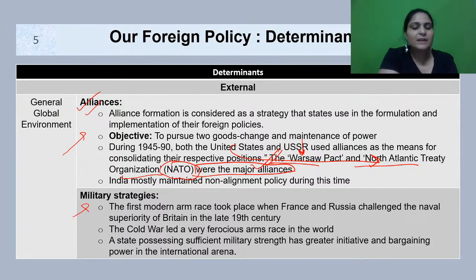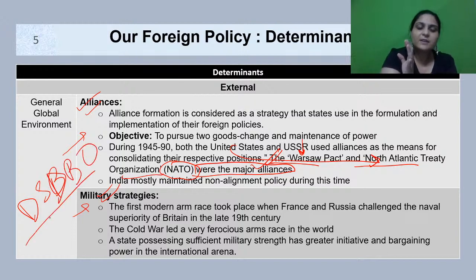Okay. Now, military strategies. Your military strategy, or the other nation's military strategy, determines the kind of foreign policy you're going to have towards them. A very recent case being China's military strategy. They started building up their infrastructure. They built the Xinjiang Tibet Highway. We started building the Darbuk Shyok Daulat Beg Oldie Road, the DSDBO road, in response to the Xinjiang Tibet Highway.